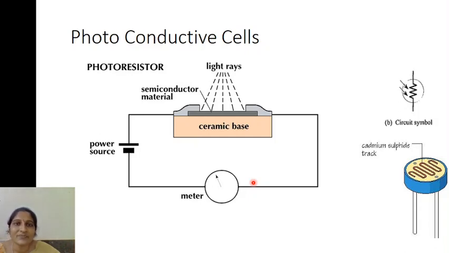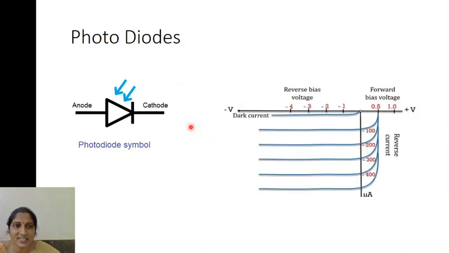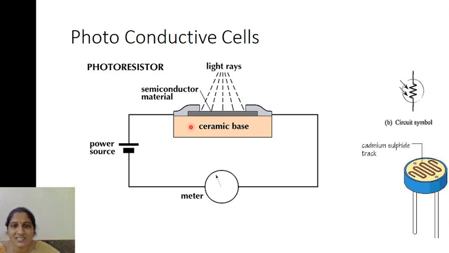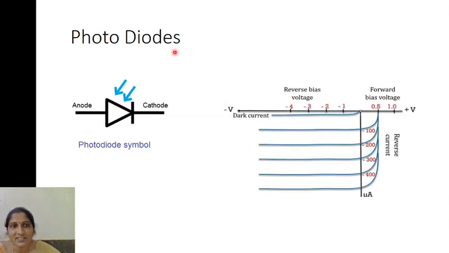During the daytime, the energy is absorbed and stored in the power source. And during the night, the stored energy is given back to the light so that you get the output. So this is about photoconductive cells and their uses. These are used in street lights. Okay. Next topic is photodiodes.